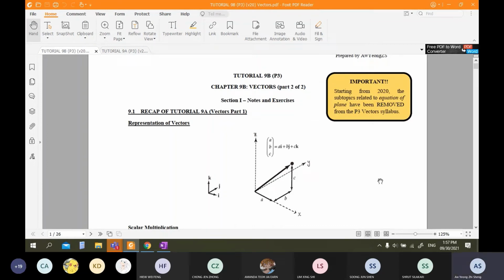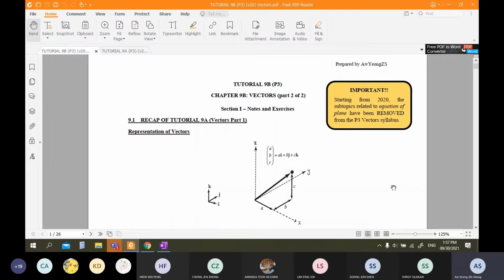Okay, the first few pages of chapter 9b, I will just run through it very quickly because it's just a repetition of the knowledge in chapter 9a. Before we start, the yellow box on the top right corner, that should have caught your attention. This very thick black border of the box. Okay. Starting from 2020, the subtopics related to equation of plane have been removed from the P3 vector syllabus.